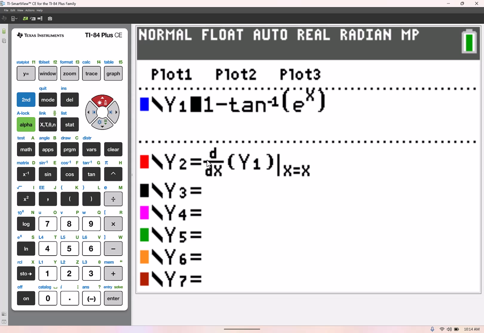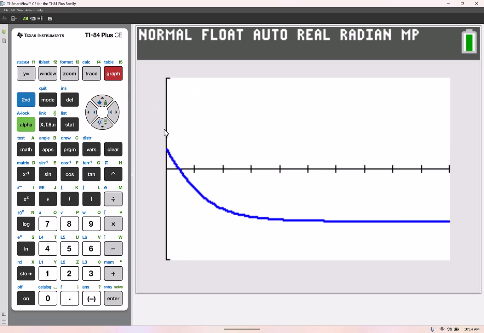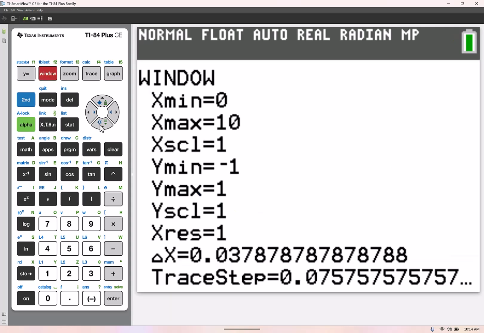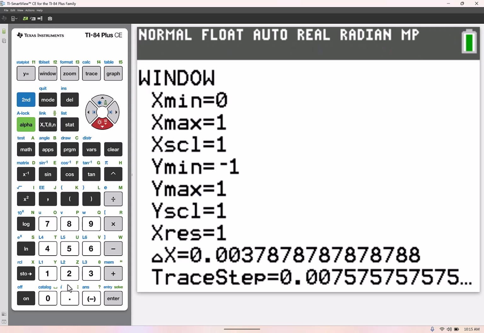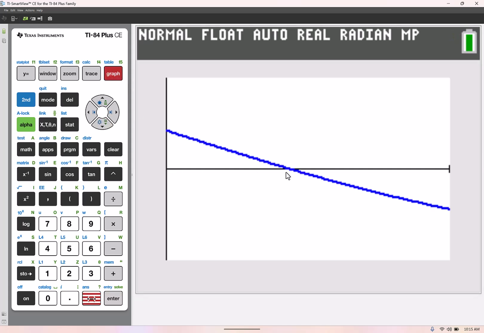I turned off my Y2 just in case I need it. So there it is, my Y1. I'm just looking where my velocity is changing from positive to negative. I'm going to push graph. So look, it looks like it's right there. And after that, look, it looks like my velocity is always negative. So I'm just going to look between 0 and 1. So I'm going to click window, and I'm going to go 0 to 1. And you know what? I want to get even closer. So negative 0.5 to 0.5. And I'm going to push graph. And there it is. Bam, right there.